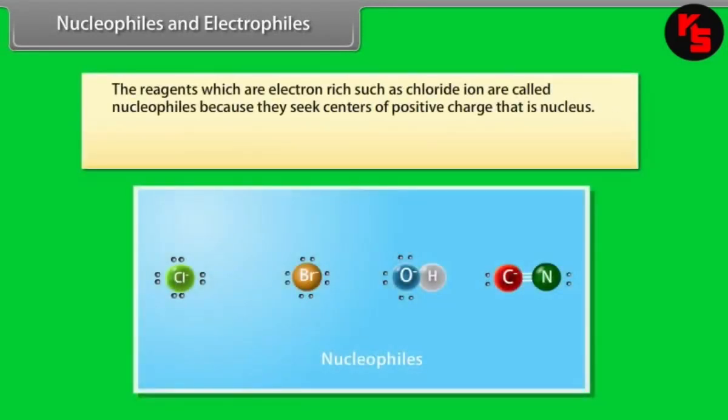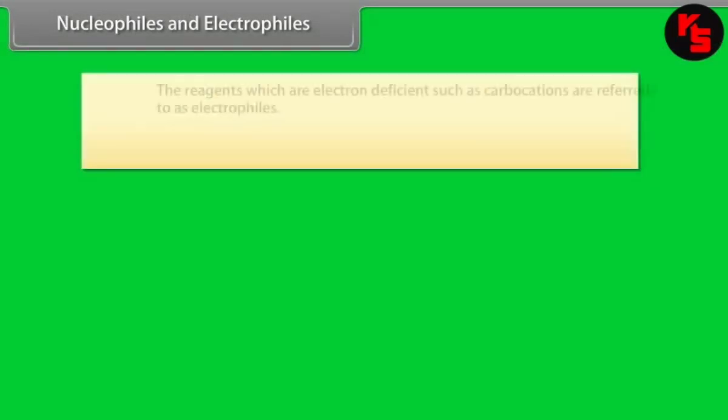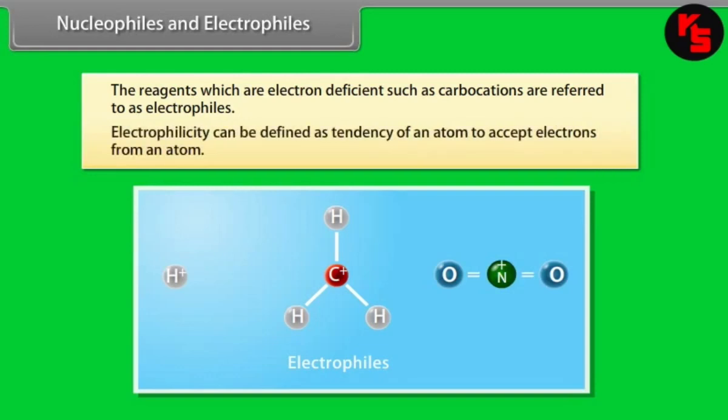Nucleophiles and electrophiles. The reagents which are electron-rich, such as chloride ion, are called nucleophiles because they seek centers of positive charge, that is, nucleus. Nucleophilicity can be defined as the tendency of an atom to donate electrons to an atom. The reagents which are electron deficient, such as carbocations, are referred to as electrophiles. Electrophilicity can be defined as the tendency of an atom to accept electrons from an atom.